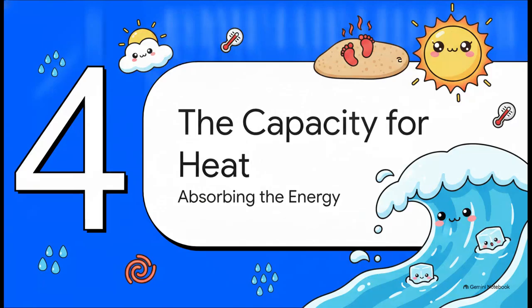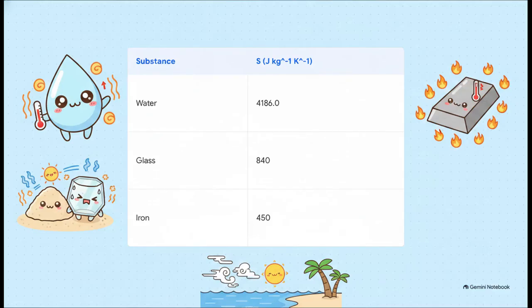Moving to Section 4, the capacity for heat, absorbing the energy. Have you ever wondered why the sand at the beach literally burns your bare feet on a hot summer day, but if you run under the ocean water right next to it, it's freezing cold? I mean, they're sitting right there, under the exact same sun. Well, the answer lies in something called specific heat capacity.